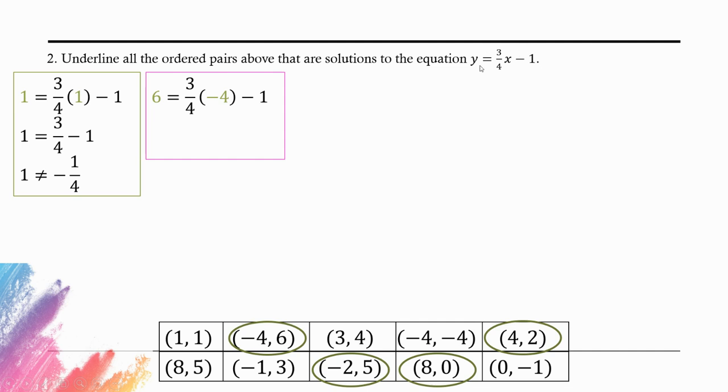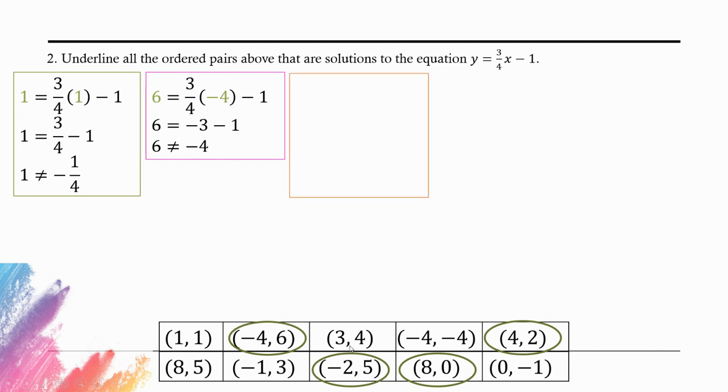But on this equation, y is on the left side. So you kind of flip-flop them when you substitute them into the equation. So be careful with that. When we multiply 3/4 times negative 4, we get negative 3. Negative 3 subtract 1 gives us negative 4. So that does not satisfy our equation because 6 does not equal negative 4.